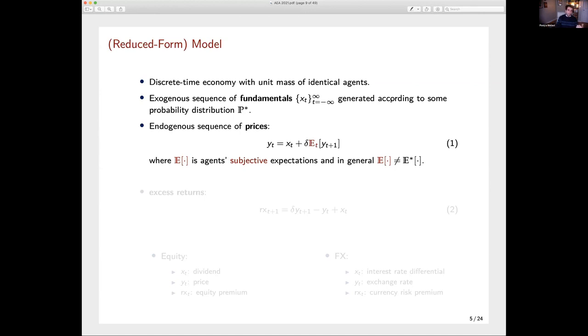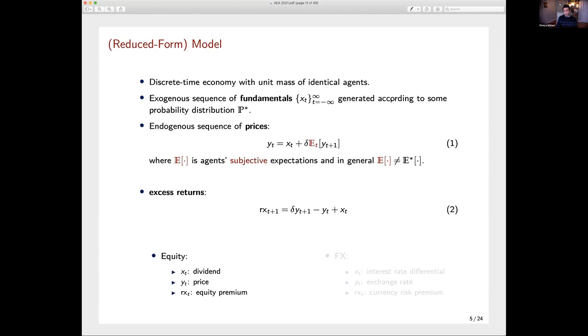Okay, now given this no arbitrage condition, we can define realized excess returns in the usual way. It's going to be the price at time t plus 1, discounted, minus the price at time t, plus the dividend you receive between period t and period t plus 1. Just to make things a bit more concrete, we can think about the asset as being some kind of equity, where xt is the dividend that you receive on the equity, yt is the price of the asset, and rxt is the equity risk premium.